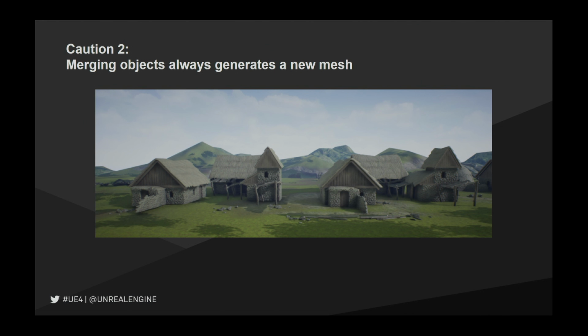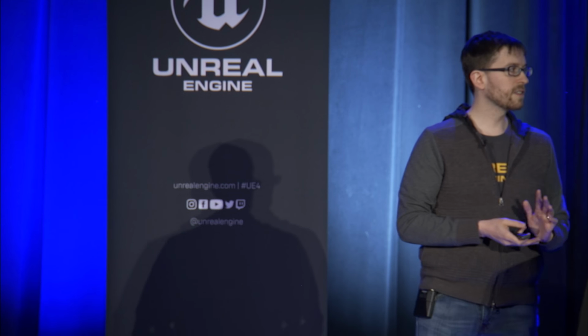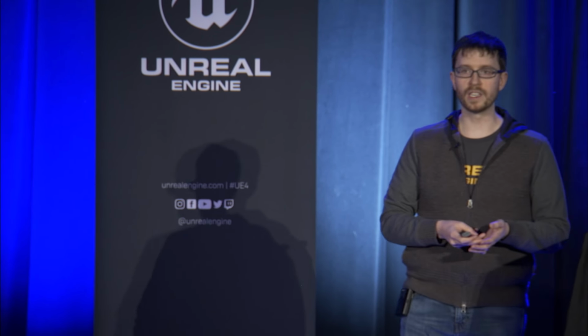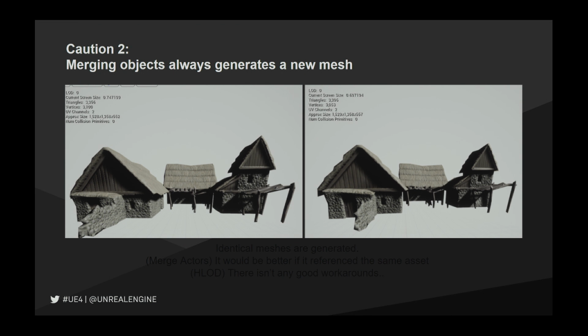The other thing that you might run into is merging objects always generates a new mesh. This is true even if we've already merged the same mesh in the same layout previously. So if you have these meshes that exist in 2 places in your scene, even in the same layout, if you use actor merging to merge one, and then again to merge the other, you'll end up with 2 separate meshes in the content browser, which is a waste of memory. Don't do that. And it also bloats the package size of the game.